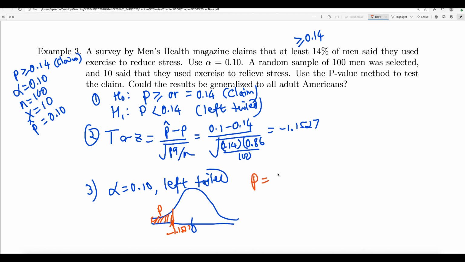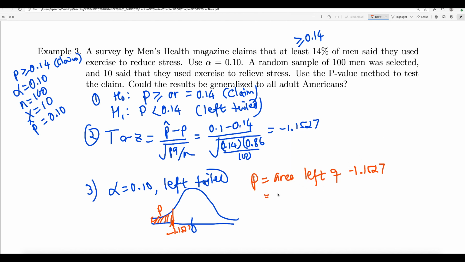So p is the area left of negative 1.1527. If it was two-tailed, we would have to consider both sides, and you would multiply by 2: 2 times the area left of this in case of a negative test statistic. If it was a positive test statistic in a two-tail test, we would do 2 times the area right of that.